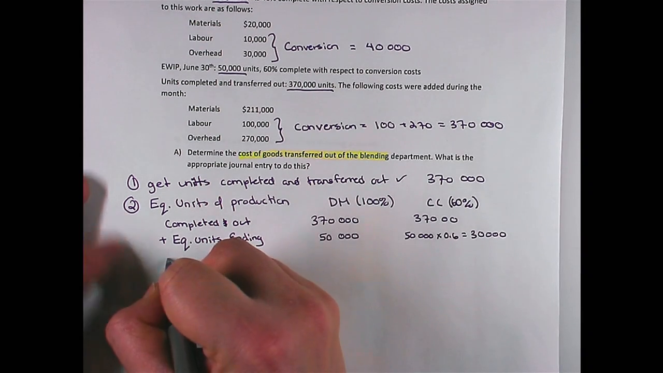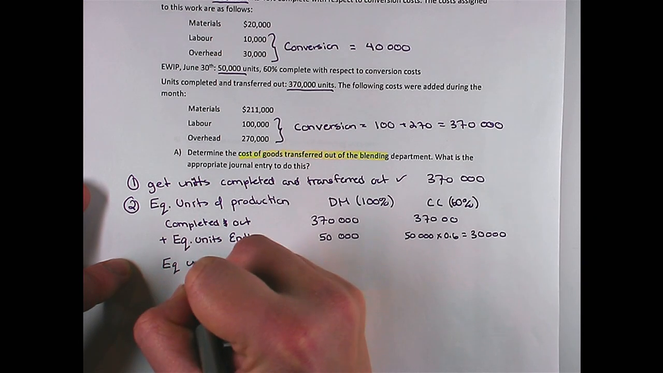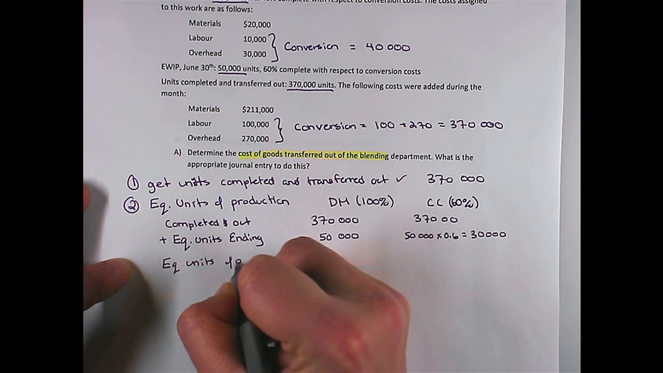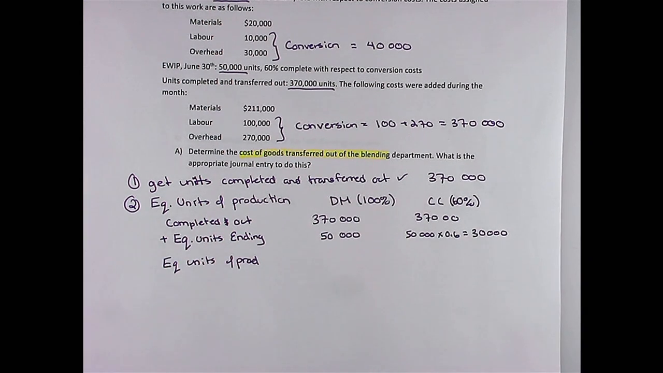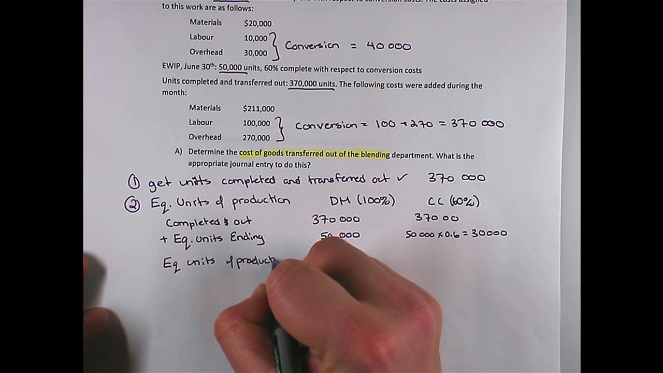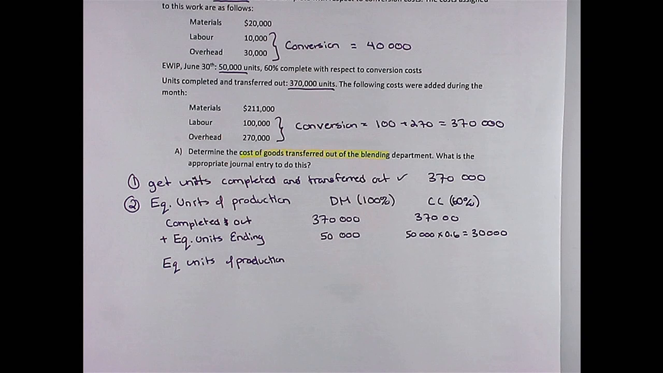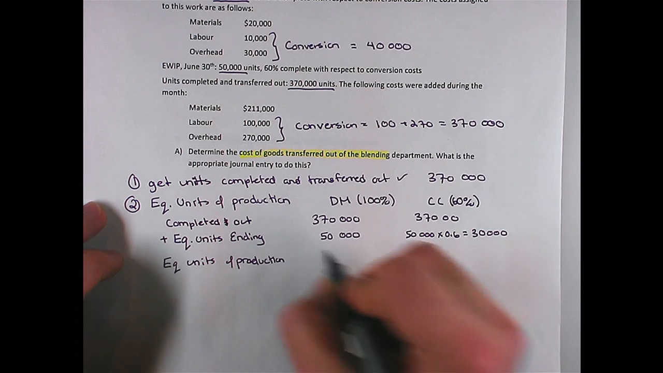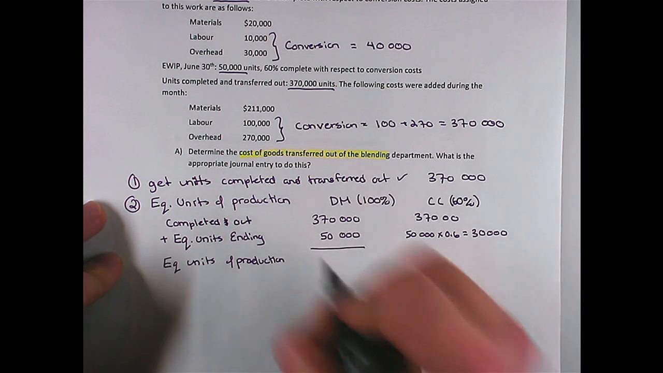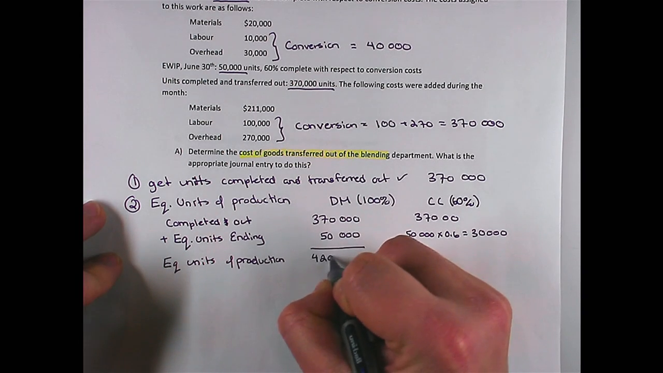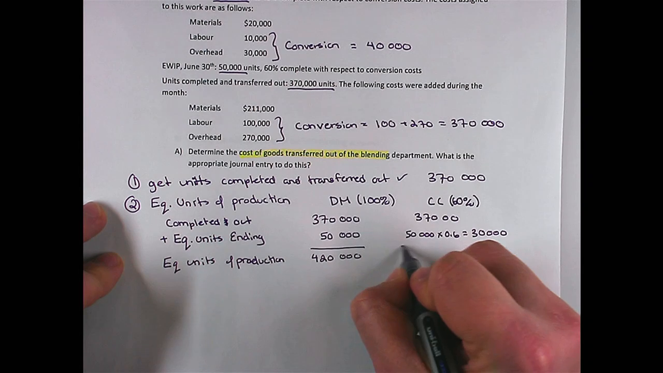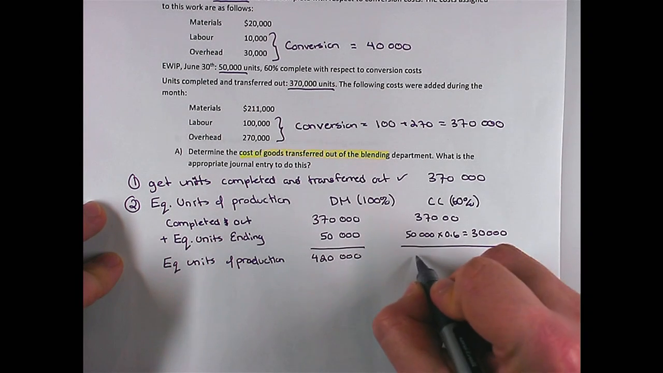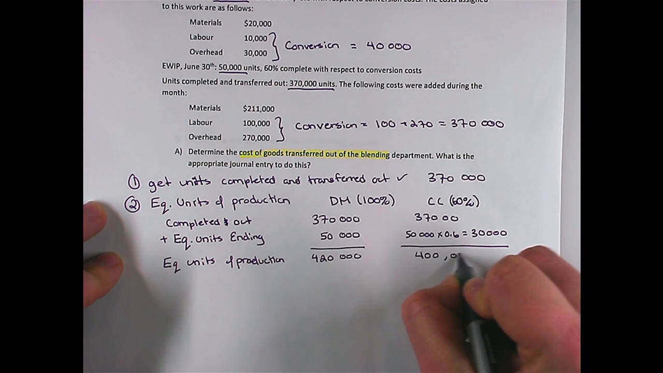And so this gives us the equivalent units of production. So this is what we actually created in this period. In terms of direct materials, we ended up producing 420,000 units, and in terms of those conversion costs, it was 400,000.